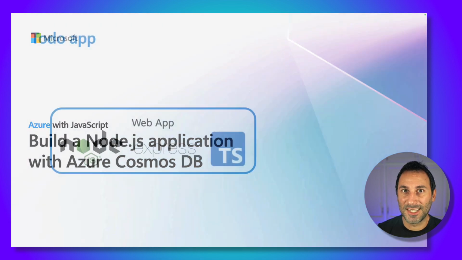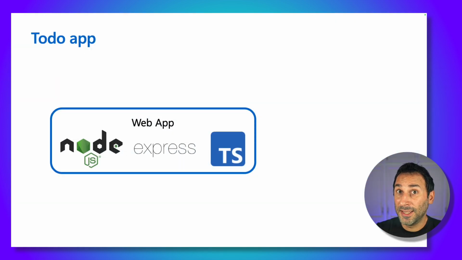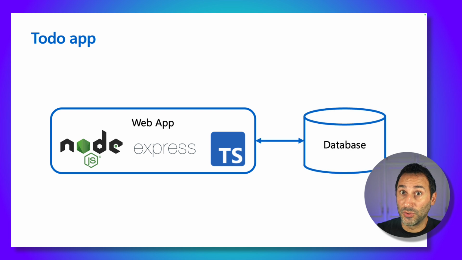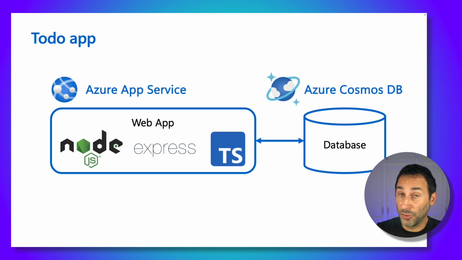So let's get started. We're building this app implementing a to-do list application in Node.js, and it's built using the Express framework and TypeScript. We want to connect it to a database and deploy it to Azure using Azure App Service for the host and Azure Cosmos DB for the data storage.